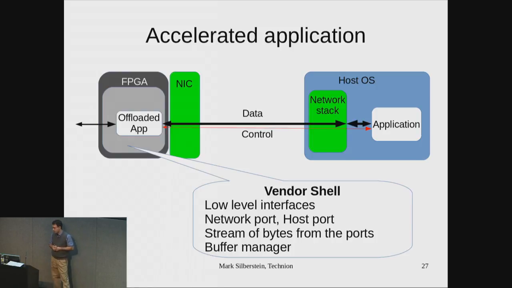There are low-level interfaces like ports to the other side of the network or the host. And there is a stream of bytes. You see raw bytes. This is not like packets or L3, L4 level messages. And you also get some buffer management, very, very rudimentary, at the level of Ethernet tokens and stuff like that. So really, really low-level stuff. I'm sure you don't want to deal with that.